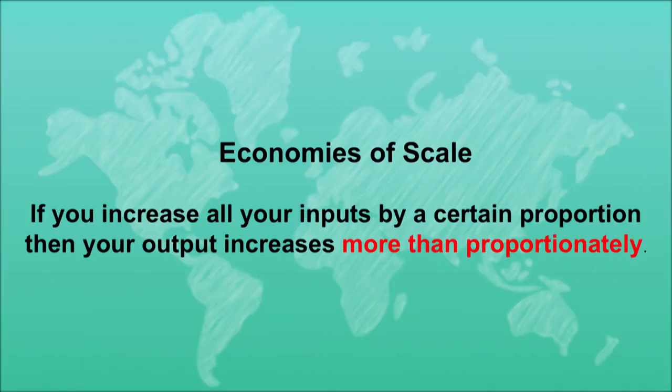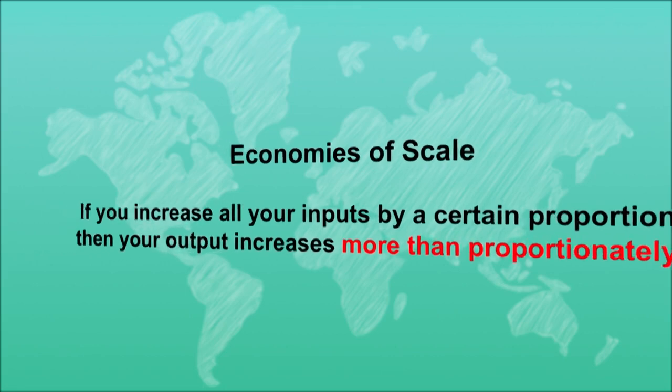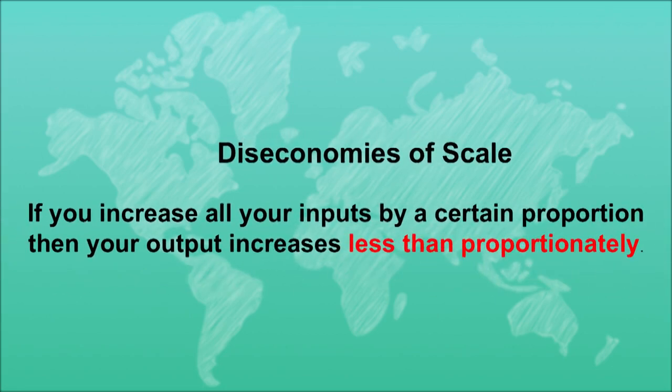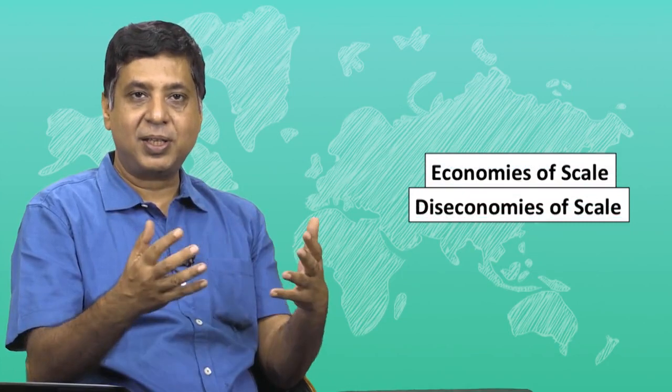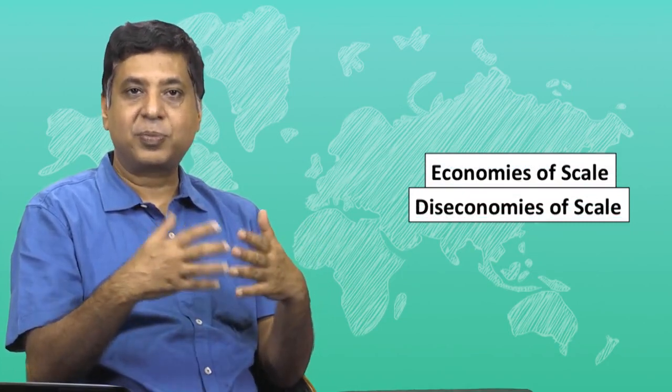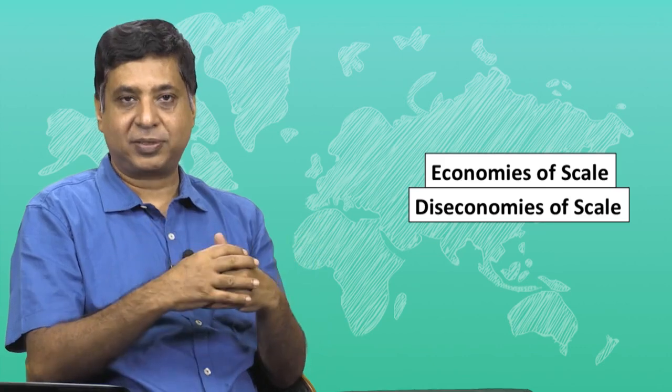So, you might say if you have economies of scale that when you increase all of your inputs in a certain proportion, then you get more than proportionate increase in output. That is if you have economies of scale. If you have diseconomies of scale on the other hand, a proportionate increase in all of your inputs will lead to a less than proportionate increase in your output. At any rate, you can think of economies and diseconomies of scale as simply a question of do you become more productive with size or less productive.